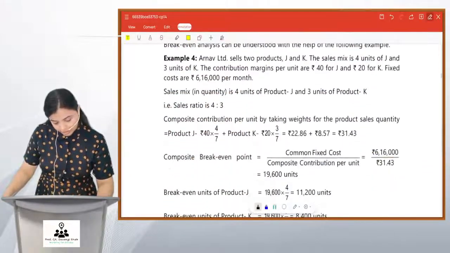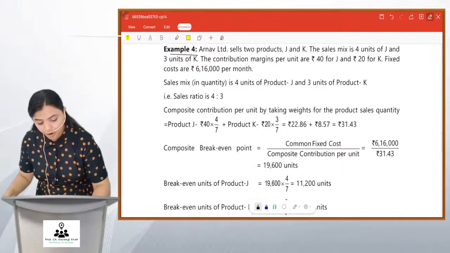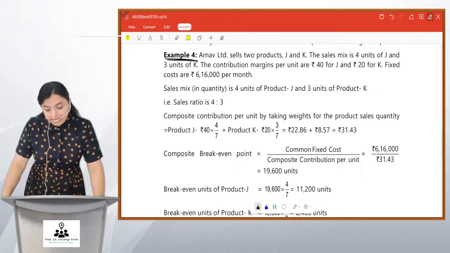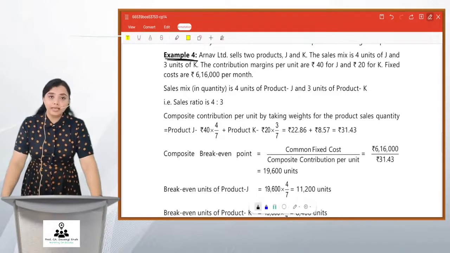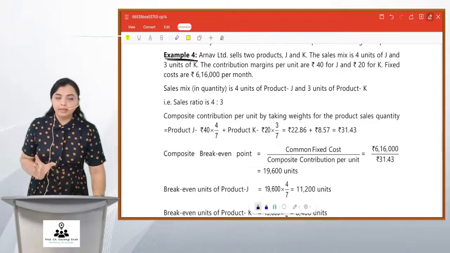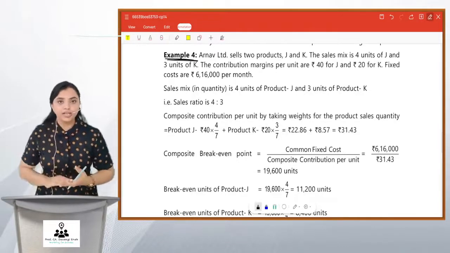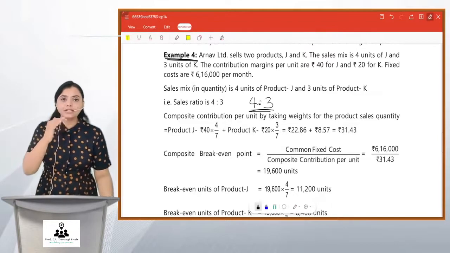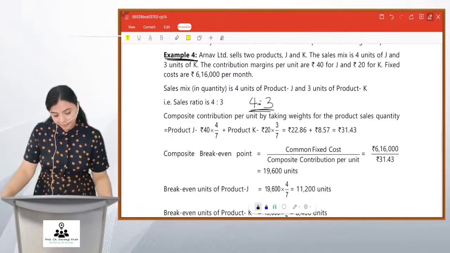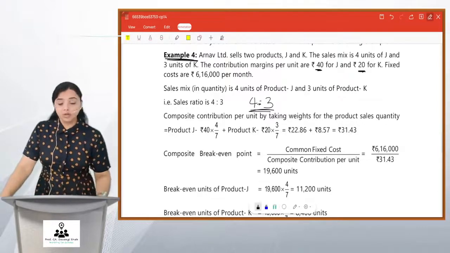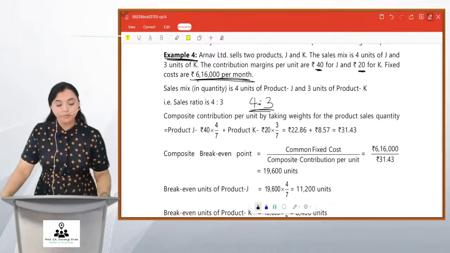There it is, yeah. It's example 4 over here. Arnav Limited sells 2 products, J and K. The sales mix is 4 units of J and 3 units of K. Right, if the company is selling 4 units of J, it will sell 3 units of K. So basically the sales ratio is 4:3. The company sells more of J and less of K. The contribution per unit is 40 and 20. The fixed cost is 6,16,000 per month.